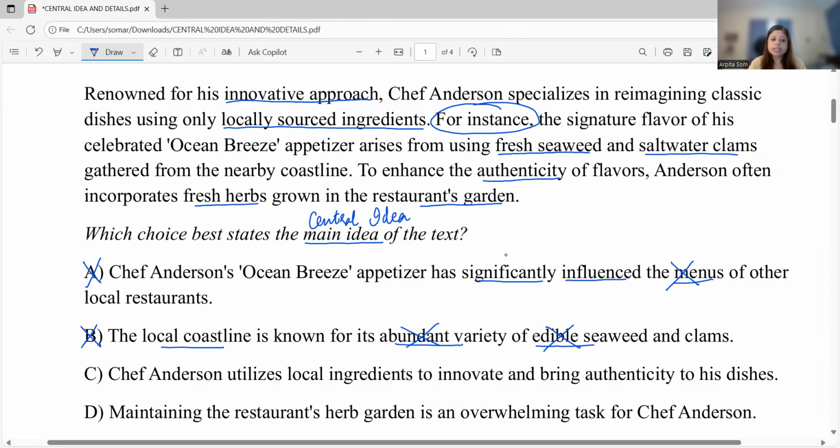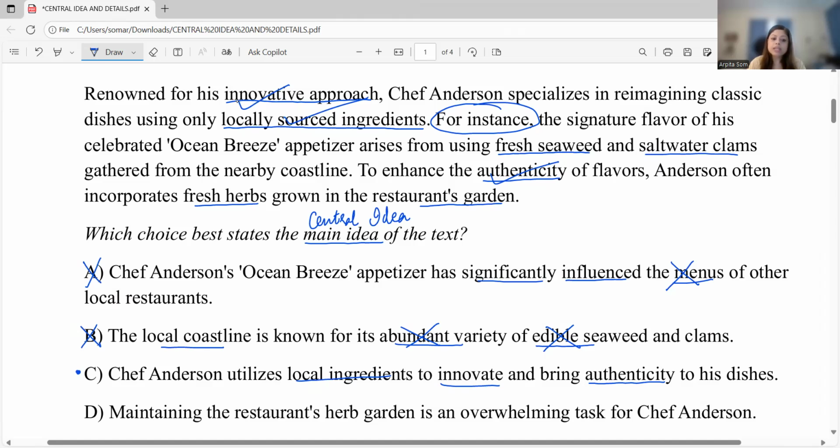Okay, look at C. Chef Anderson utilizes local ingredients to innovate and bring authenticity to his dishes. Can I prove this? Does the text talk about local ingredients? Yes, it talks about locally sourced ingredients. Does it talk about innovation? Yes, the text talks about innovative approach. Does it talk about authenticity? Yes, the text talks about authenticity. This can be my answer. I would still not rush. I'll keep it, but I'll still look at option D.